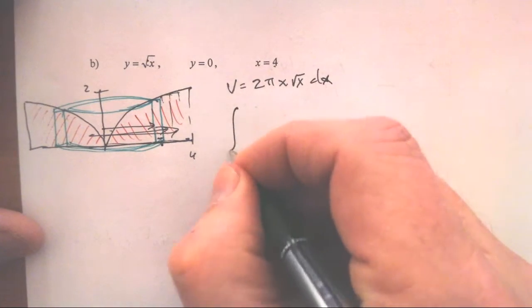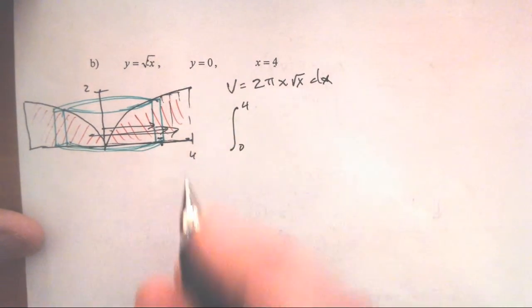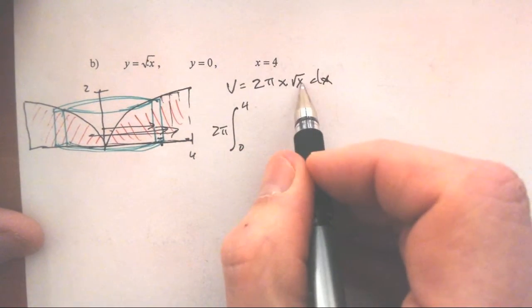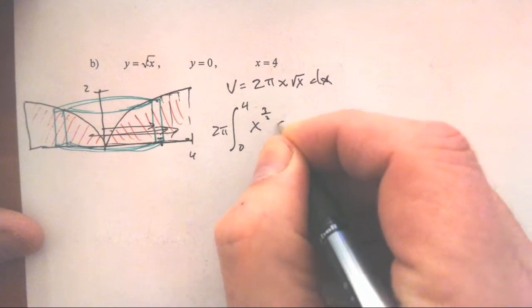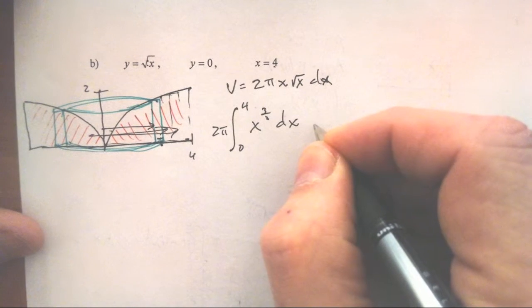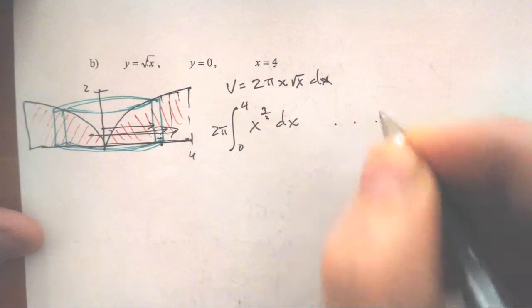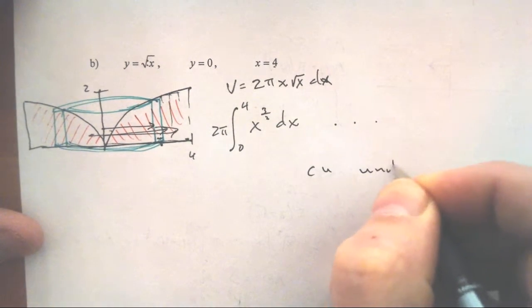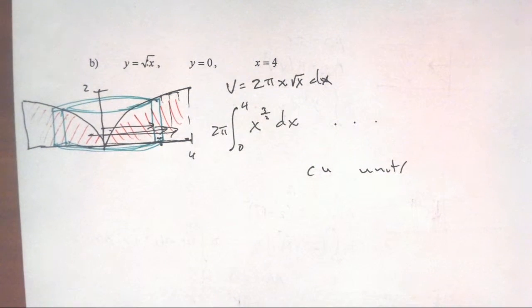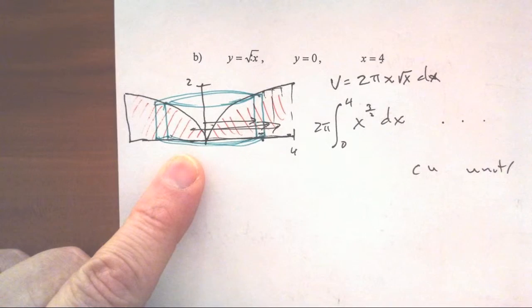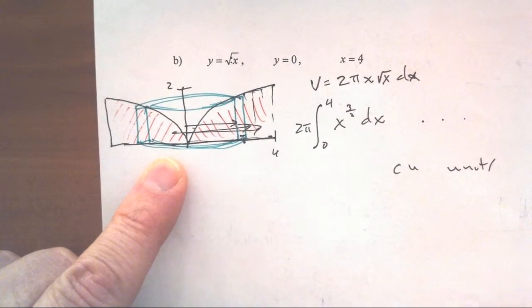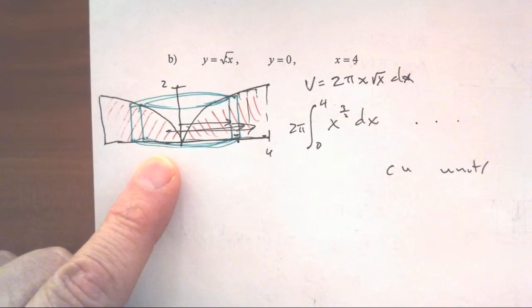So what do we need? We need integral 0 to 4. We can pull out a 2 pi. I've got x times x to the 1/2, x to the 3/2 dx, in cubic units. Okay, shells, very, very useful for us. Unless you're directed one way or the other, when you get a problem like this, you could use washers if you want, but you may choose to use shells on a problem.